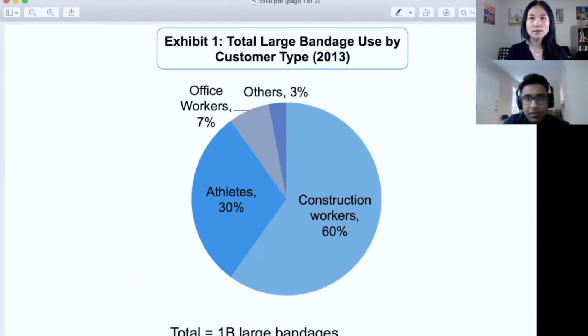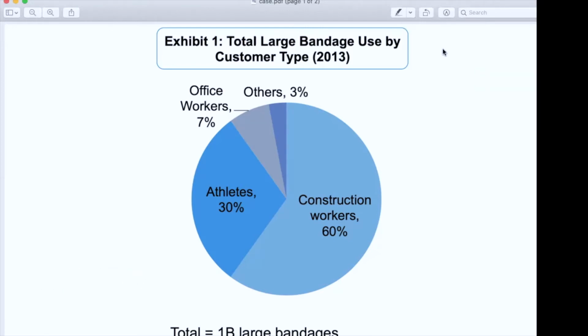What we have is a pie chart distribution of large bandages. Just to be clear, the large bandage is not the ultimate bandage. It's a normal product. So exhibit one is the market we're entering, because the ultimate bandage is also part of the large bandages. Got it. So it's actually a huge market. First of all, at the bottom it says there are 1 billion such products taken every year. So it's clearly a huge market.